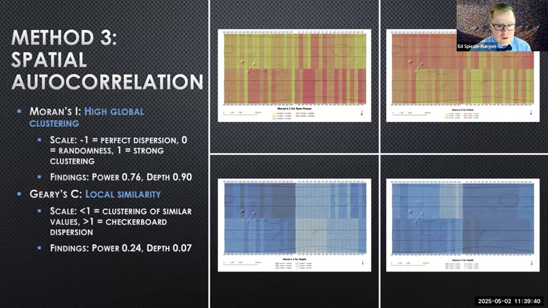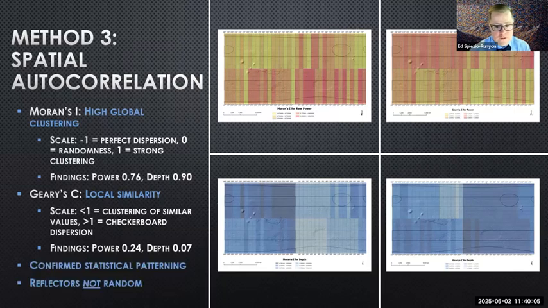Geary's C is more sensitive to local differences. On its scale, numbers less than 1 equate to clustering of similar values, while numbers greater than 1 show a checkerboard dispersion. My values showed local coherence with an average of about 0.24 for power and 0.07 for depth, also indicating very, very strong clustering. These tests confirmed that what I saw with DBScan and k-means wasn't just some artifact of my study. The completely different tests show that these reflectors really do cluster statistically and geophysically.